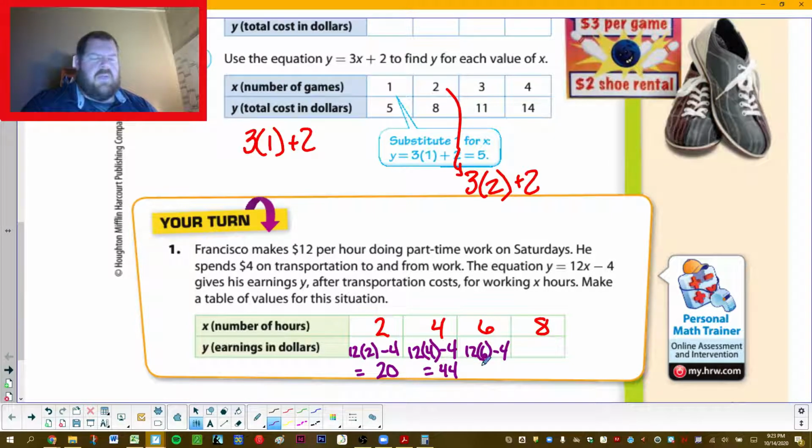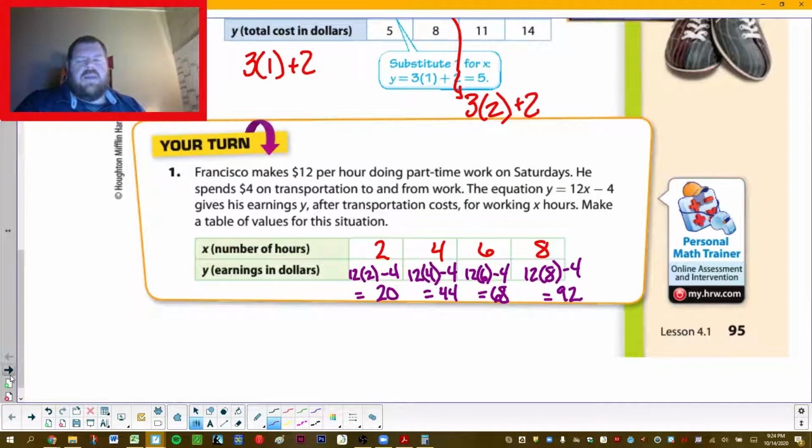12 times 6 is 72, minus 4 is 68. And lastly, we have 12 times 8 minus 4. 12 times 8 is 96, minus 4 is 92. Okay, so if he works 8 hours, he gets $92. Pretty cool. If he only works 2 hours, he only gets $20.